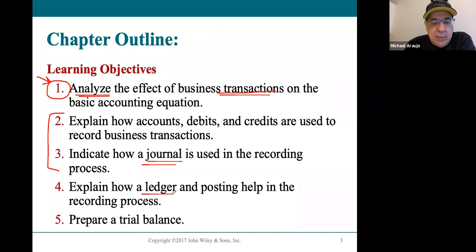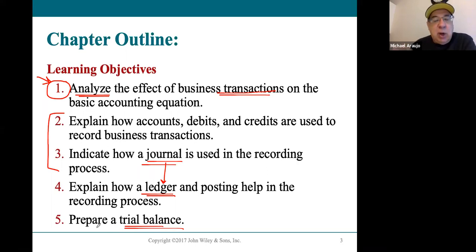Then you're going to learn about something called a general ledger. Anything that goes into the journal gets transferred over to the ledger. The ledger is where all the balances are. So if a company wants to know the balance in any account, it would be in the ledger. The ledger is updated constantly, and we make sure the ledger is balanced by doing that very last thing called a trial balance. So this is what you're going to be learning in chapter 3.